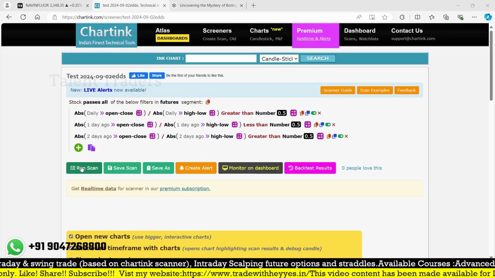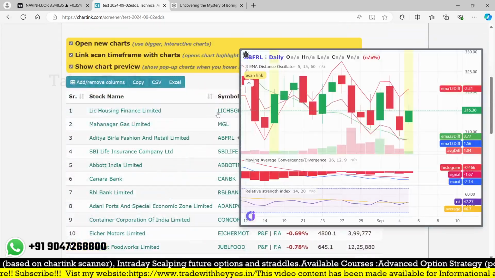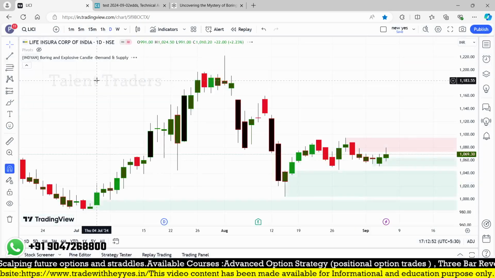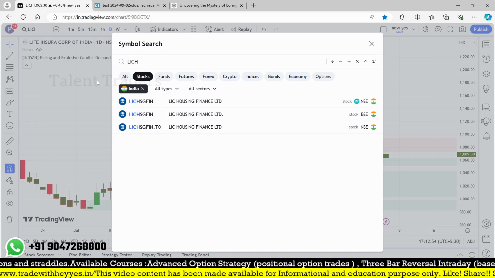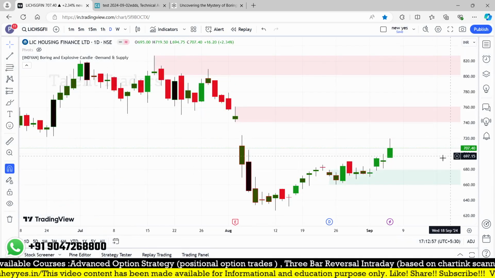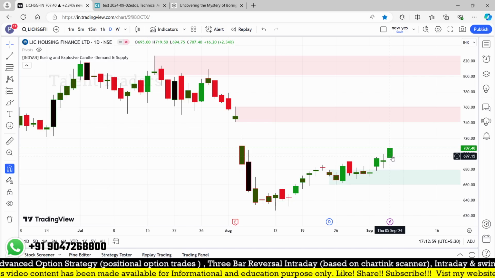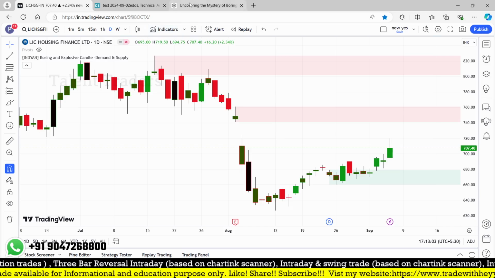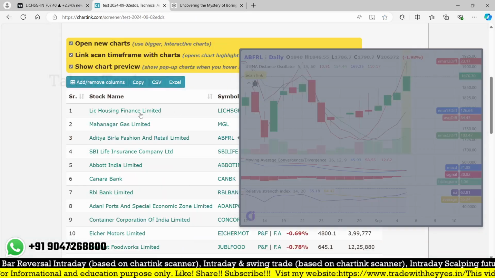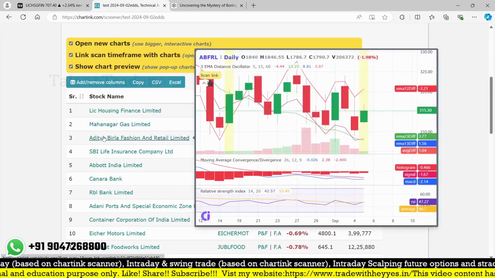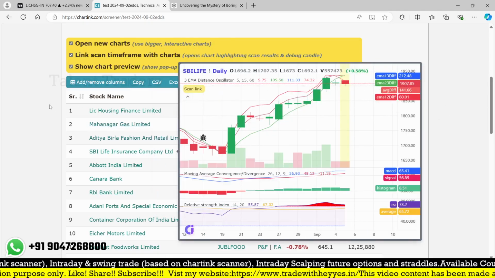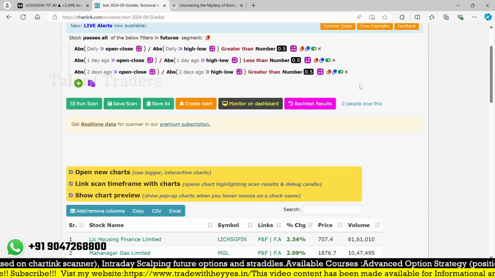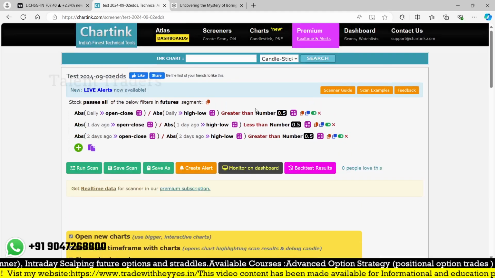Let me try how that boring and explosive candle looks. LIC Housing Finance, boring and explosive candle. So this would be a big candle, and the next one is small, and the next one is green. So it is a rally base rally kind of pattern. Some other stocks, like MGL and Aditya Birla, also came up here, so we are filtering them out in this particular scanner. But we need to add some more conditions to create even better results.